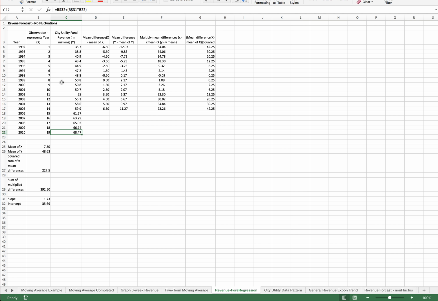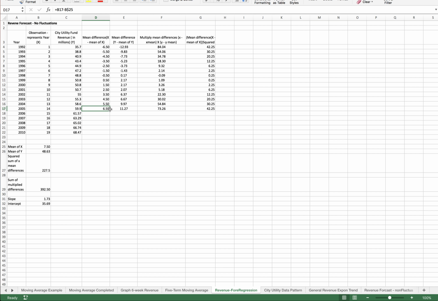Okay, so as you can see here, I've set my spreadsheet up so that I can calculate my regression, and I have year 1 through year 19, which is 1992 through 2010. However, my original data stopped at 2005, so really my data only was about here, okay? And then everything from 2006 to 2010 basically are projected numbers.